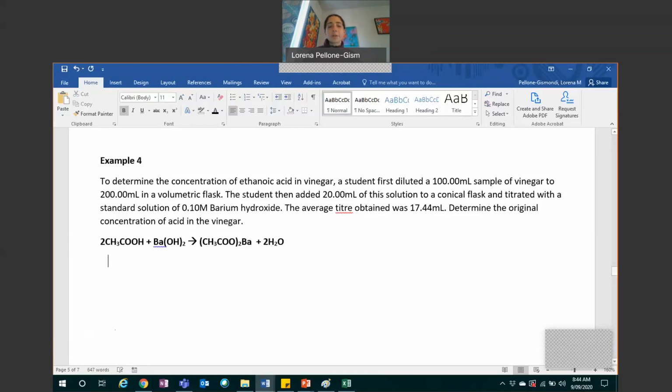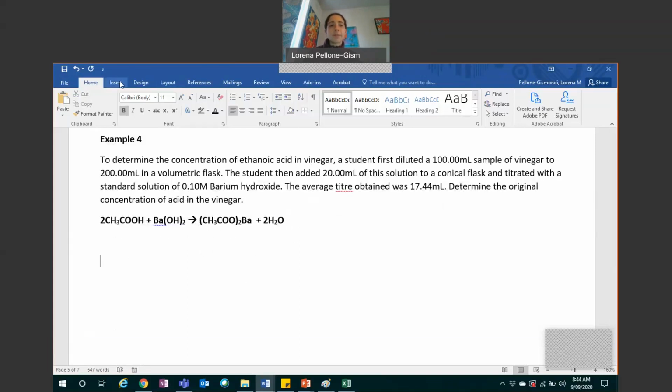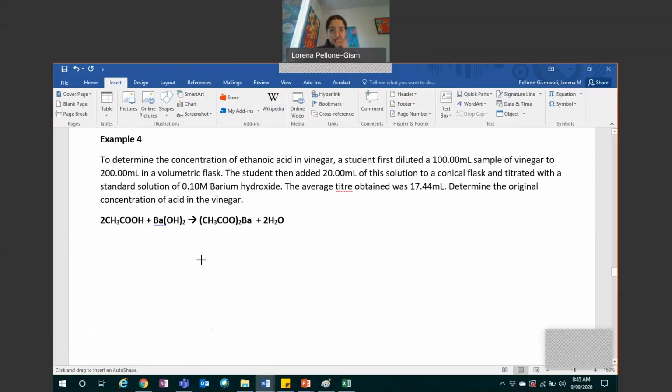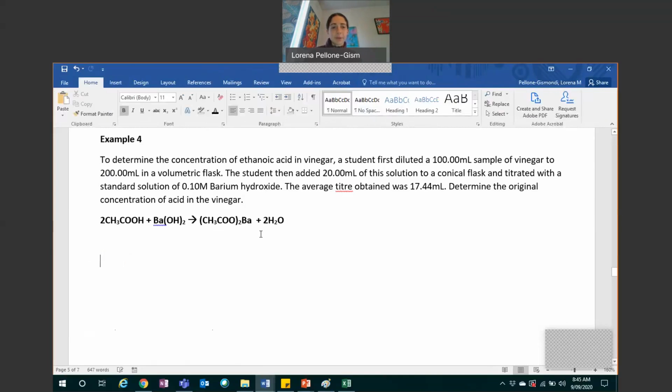Now let's do a flow chart, and I think I might even do free draw just to make it easy for me to draw this flow chart. So to determine the concentration of ethanoic acid in vinegar, a student first diluted 100 ml sample of vinegar to 200 ml in a volumetric flask. So I'm going to draw this out because it takes into account a dilution. Let's do it on paint, and then we'll bring it back into Word.